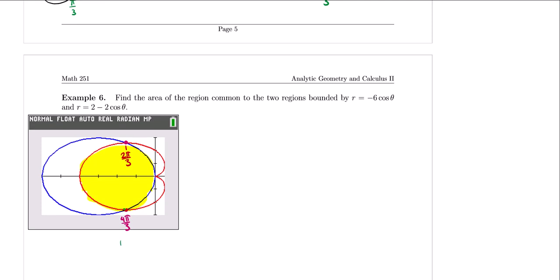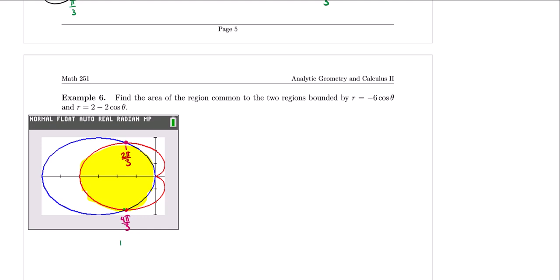Alrighty, so it seems like this region right here is the one that we're trying to figure out the area for. So how do we do it? What do we do next? Well, remember that in order to figure out the area, we need to define some bounds. What are going to be the angles in which we're going to be finding the area? So I'm going to give you a big hint.